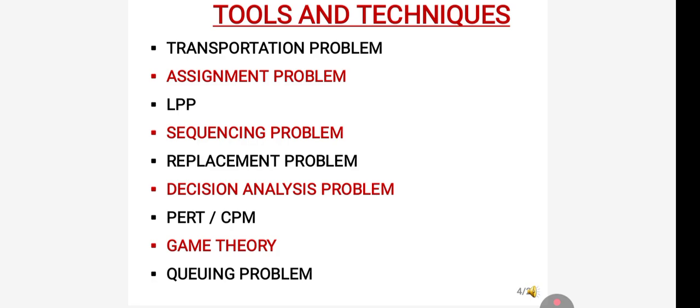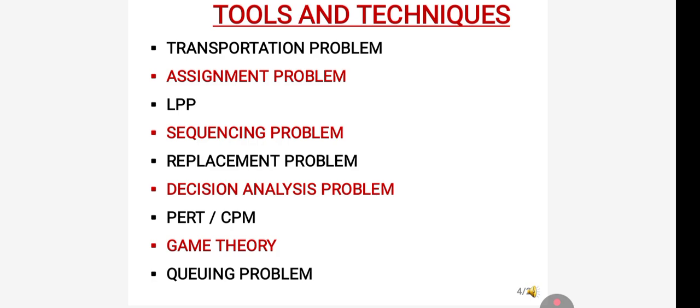Then comes the queuing problem. Queuing problem is used for finding out the queue, and also the average service time. When the queue length is longer, then we need to deploy more systems in order to reduce the queue length. So for that purpose, we make use of the queuing problem. The queuing problem helps us to reduce the average waiting time, and also helps us to make best utilization of the service machineries, systems and manpower. So that is the main objective of the queuing problem.